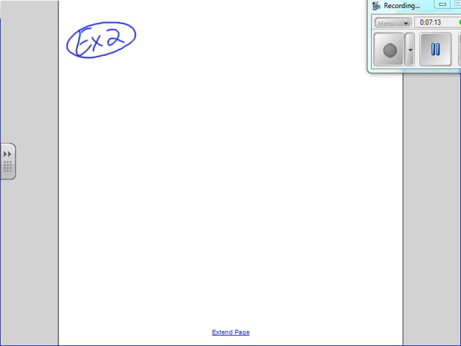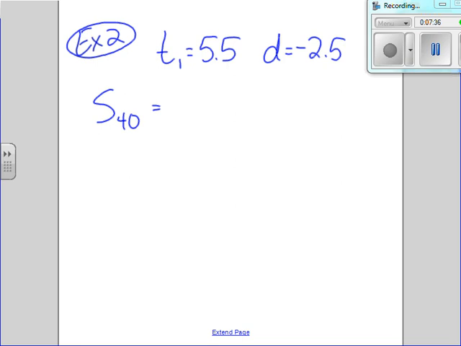And what it says is that an arithmetic series has T1 equal to 5.5, and D, the common difference, of negative 2.5. That means it goes down 2.5 each time. What I would like to do here is determine what S of 40 is. So the S of 40 actually means if I added up the first 40 terms of this arithmetic series, what would I get? So now I need to determine what information I actually have.